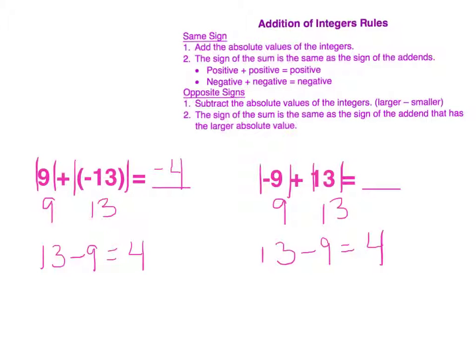The sign of the sum is the same as the sign of the addend that has the larger absolute value. 13 is still bigger than 9, but this time 13 had a positive sign in the original problem, so our answer is going to be positive. Negative 9 plus 13 is a positive 4.